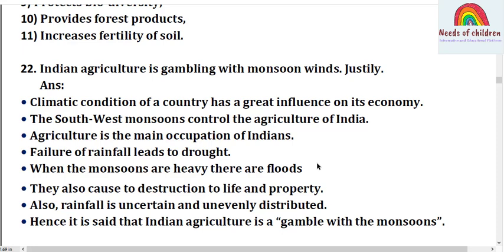Answer: The climatic condition of a country has a great influence on its economy. The southwest monsoons control the agriculture of India. Agriculture is the main occupation of Indians. Failure of rainfall leads to drought. When the monsoons are heavy, there are floods. They also cause the destruction of life and property. Also, rainfall is uncertain and unevenly distributed. Hence, it is said that Indian agriculture is a gamble with monsoons.